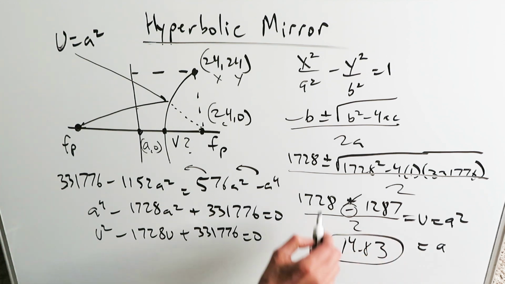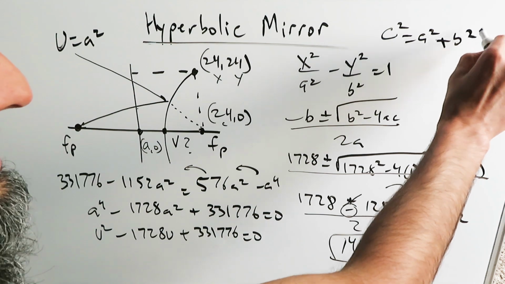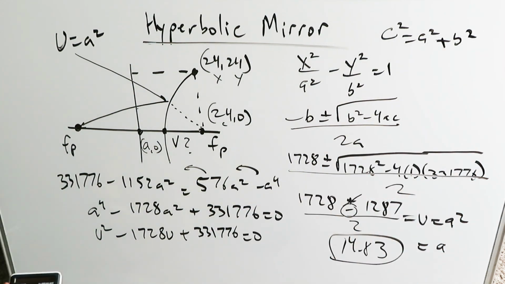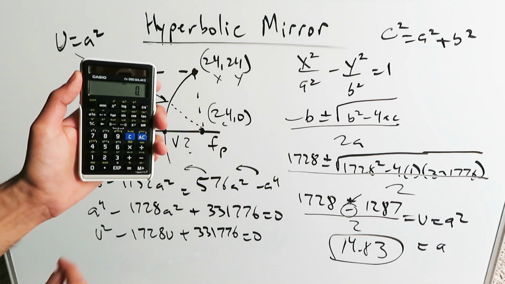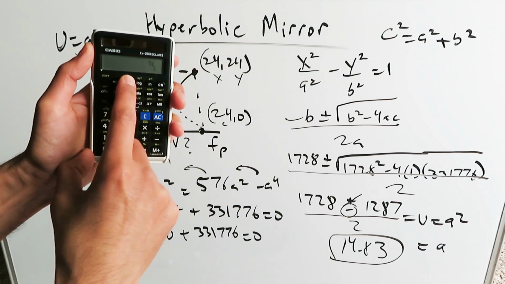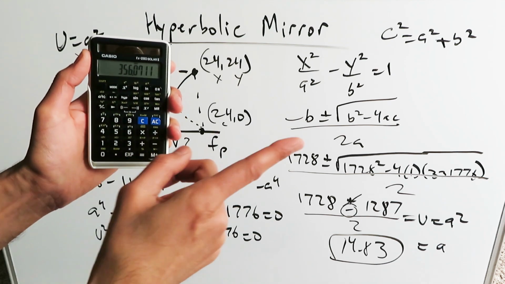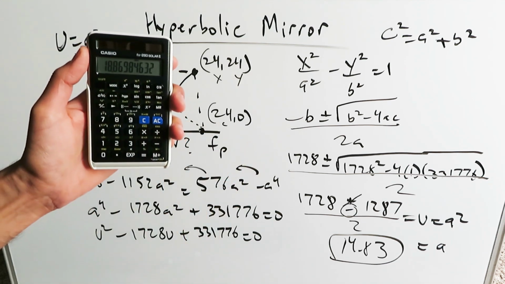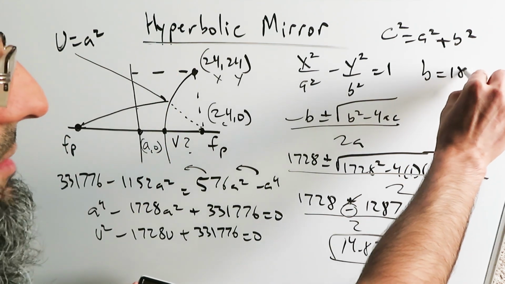And likewise, you could put everything here into this equation, c squared is equal to a squared plus b squared, and easily get your b value. And why don't we just do it just for the fun of it? I know I have 14.83 and I know c is equal to 24. I'm doing 24 squared minus 14.83 squared because now I'm solving for b squared, and I'll root it. I'm getting b value here 18.86. So we have b is equal to 18.86.